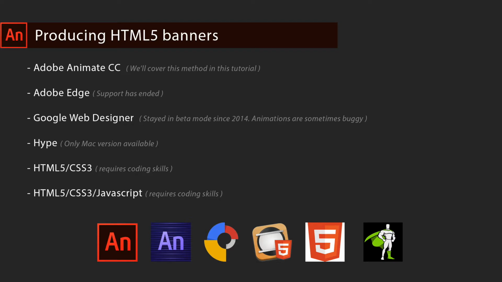HTML5 and CSS can also be used to code banners, but it requires lots of skills and codes can get very lengthy. In addition to HTML and CSS, JavaScript can also be used with plugins such as jQuery or JSAP to produce animations faster.